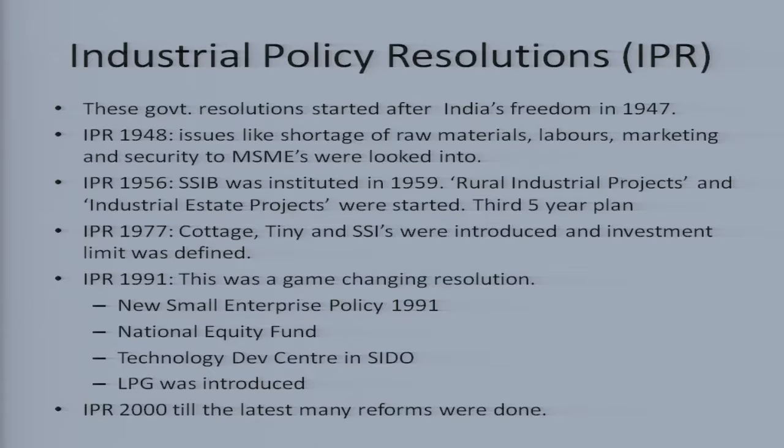Then apart from micro, even tiny sectors were identified, wherein their investment is much lower, let us say, a manufacturing sector whose limit is less than half of the limit decided for a micro enterprise. Such enterprises, let us say, can be 5 lakhs per annum. Within that limit, such tiny industries were identified, introduced and defined under these resolutions.